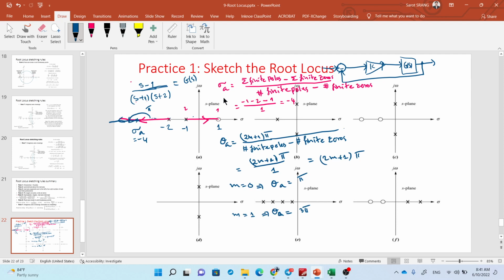No, we only have one asymptote, right? Only one asymptote because the angle is always the same. So it means only one asymptote. This one, because it goes to the finite zero. This is the finite zero, and it already respects the rules. Begin at pole and end at zero. End here. Okay.